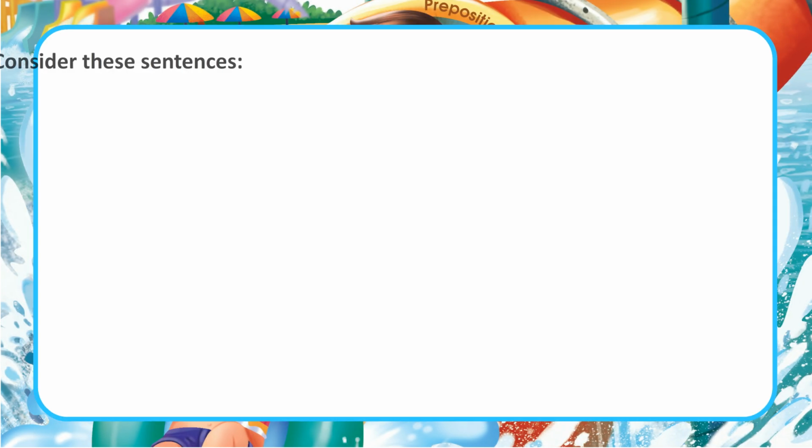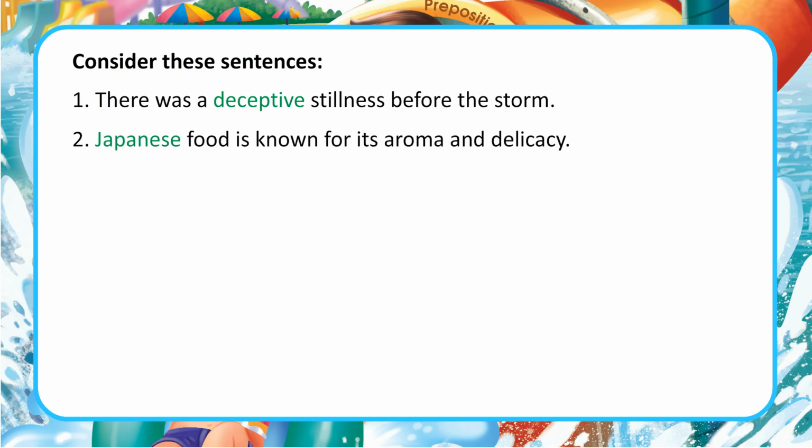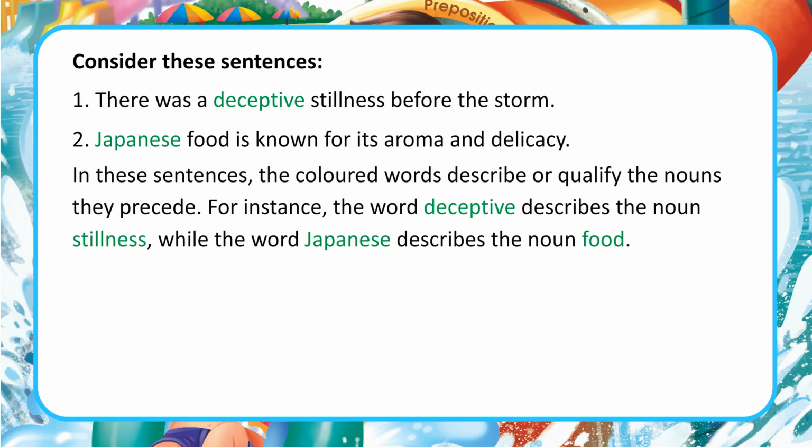Adjectives. Consider these sentences. 1. There was a deceptive stillness before the storm. 2. Japanese food is known for its aroma and delicacy. In these sentences, the colored words describe or qualify the nouns they precede. For instance, the word deceptive describes the noun stillness, while the word Japanese describes the noun food.